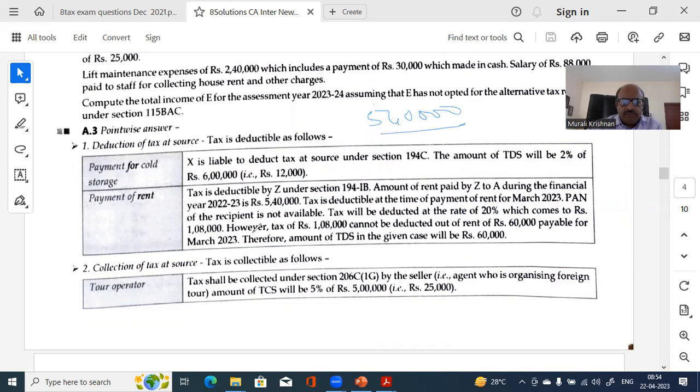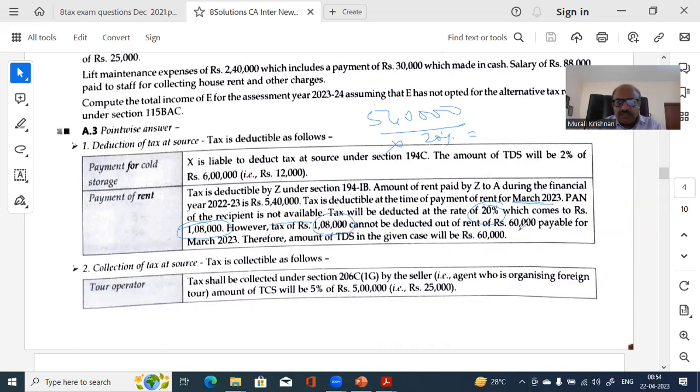But tax will be deducted at 20%. Now, what happens for the month of March? PAN of the recipient is not available. Therefore, 20% comes to 1 lakh 8 on this figure. So tax is deductible at 1 lakh 8.